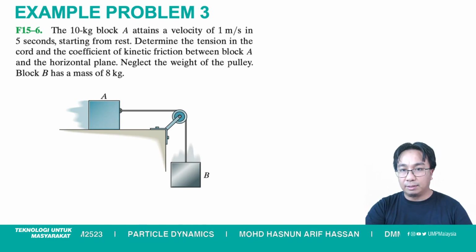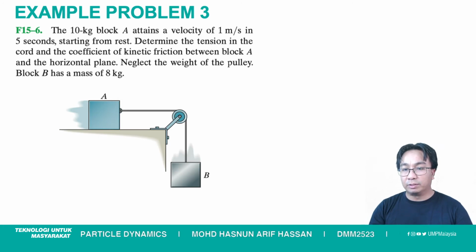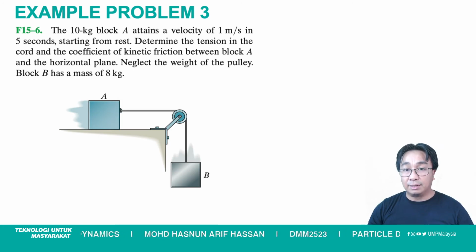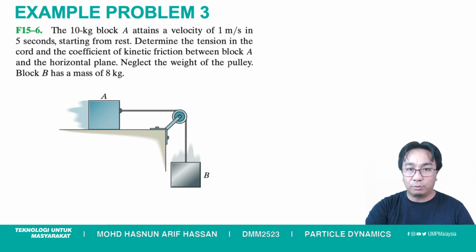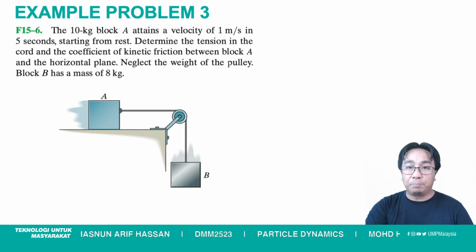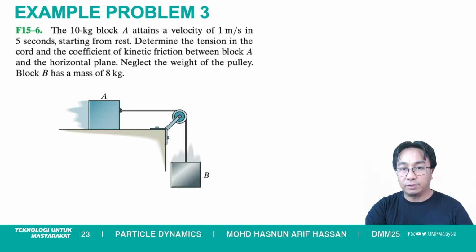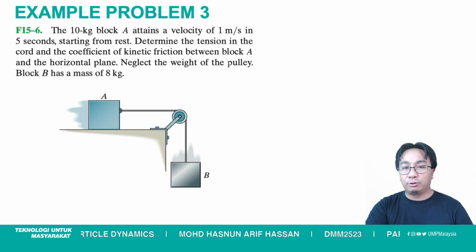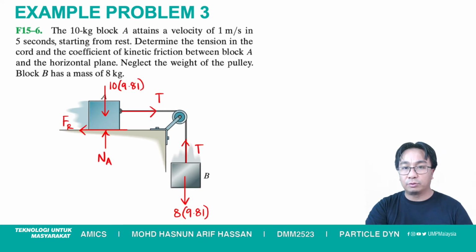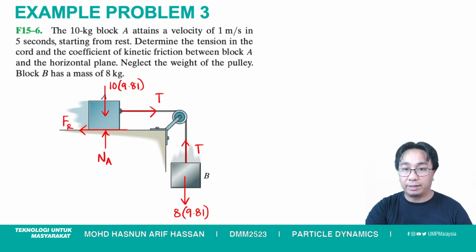Okay, this is a little bit differently asked, but it is still the same. It involves time equals 5 seconds. The velocity is given, but now we need to find the tension and the coefficient of kinetic friction. So we need to do this block by block. First thing first, draw the free body diagram.